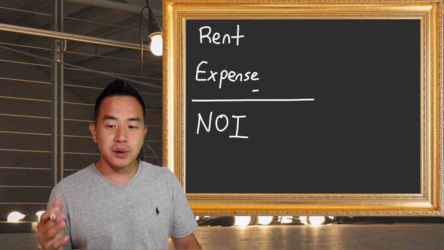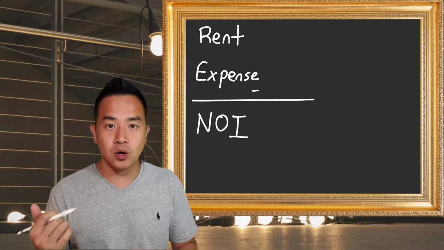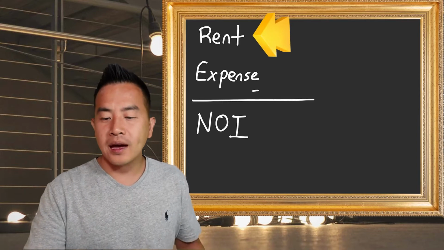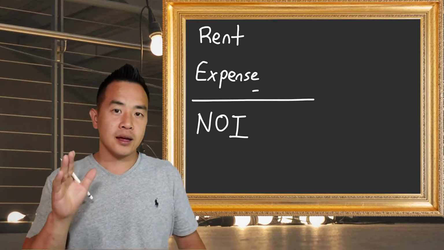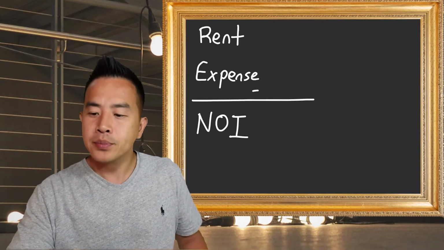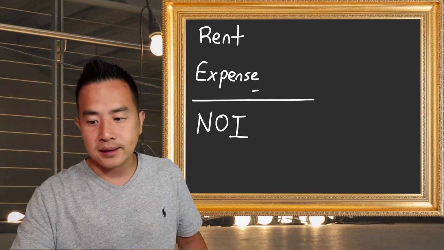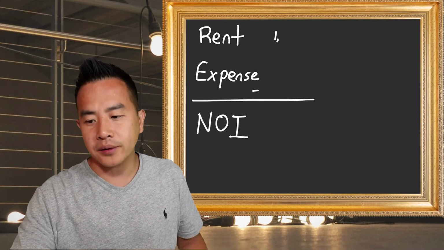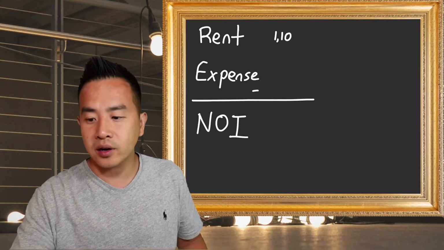I'm going to go into an example to show you specifics on what I'm talking about. Let's take this basic example of how to calculate NOI. Here we have rent, and let's say this is for a multifamily property. This is that commercial building that I'm telling you about, right? Let's say the rent is, I'm making it up as we go along, $1,100 a month.